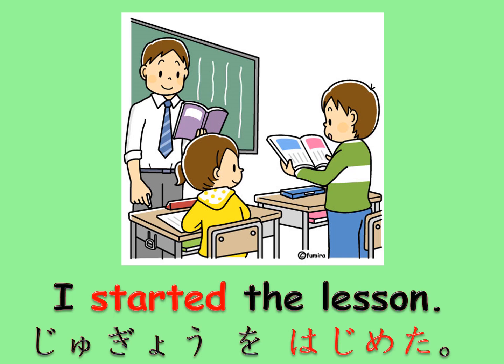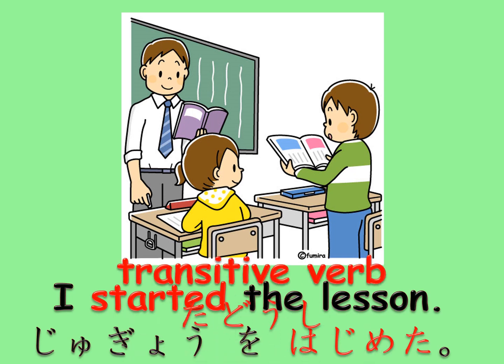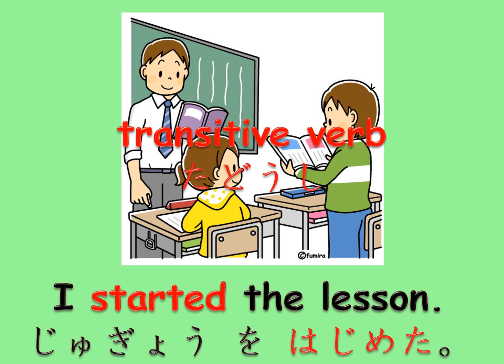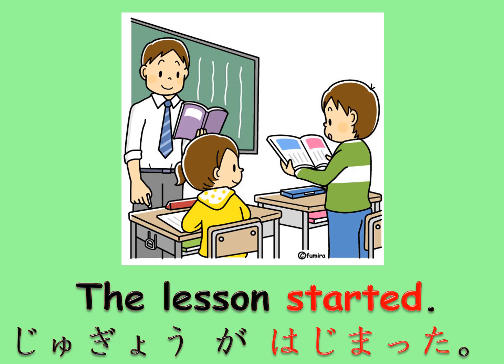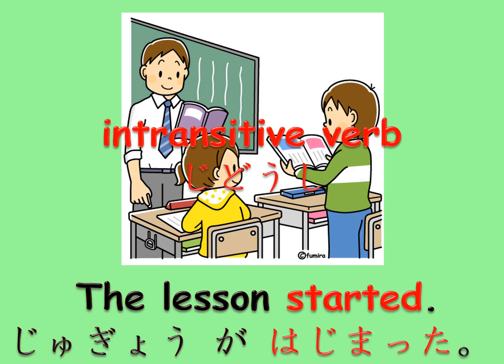The teacher started the lesson, so he can say 授業を始めた. This 始めた is a transitive verb because the lesson was intentionally started. But from students' point of view, the lesson started without their direct involvement, so they can say 授業が始まった. This 始まった is an intransitive verb as it happened without their involvement.